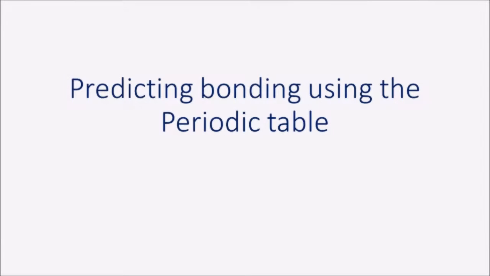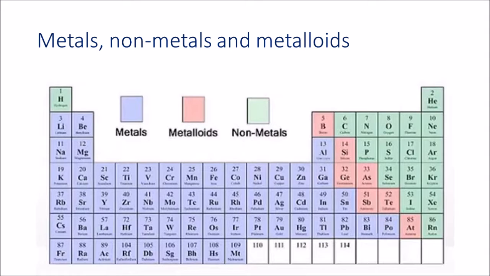This is a brief guide to determining bonding from the periodic table. There are three types of elements in the periodic table which are important. There's the metals, which in this table are the grey, the non-metals, which in this table are green, and the semi-metals, which are pink. And how they bond with each other tells us a lot about the type of bonding that they undergo.